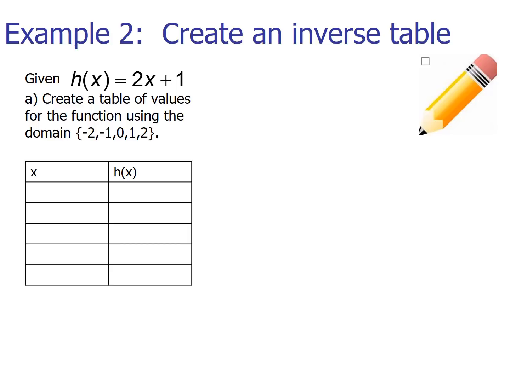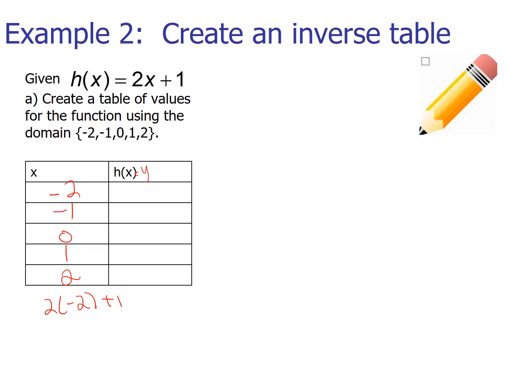We have two parts to this problem. First, part A, we've been given the function h of x is equal to 2x plus 1. And we need to create a table of values for the function using the domain. Well, the domain is the same thing as x values, so I can just plop these x values into my x column: negative 2, negative 1, 0, 1, 2. And now h of x is the same thing as y, remember? So in order to find my y values, I just have to plug each of my x values into my function. So we're going to have 2 times negative 2 plus 1 for my first entry in the y, or h of x, column.